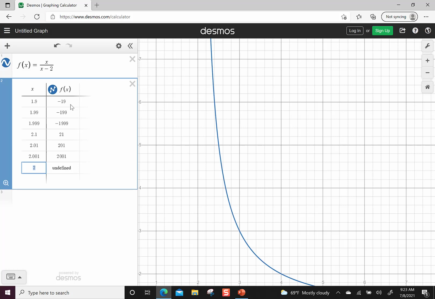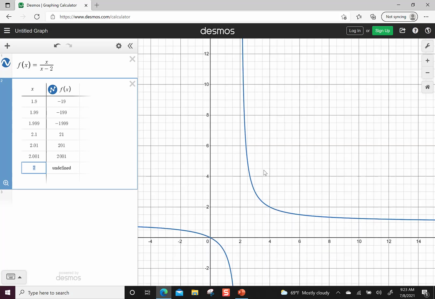Actually, I can see the values are getting smaller and smaller and smaller. At 2.1 I get 21. At 2.01 I get 201. And at 2.001 I get 2001. This time, the closer I got to 2, the numbers got bigger and bigger.